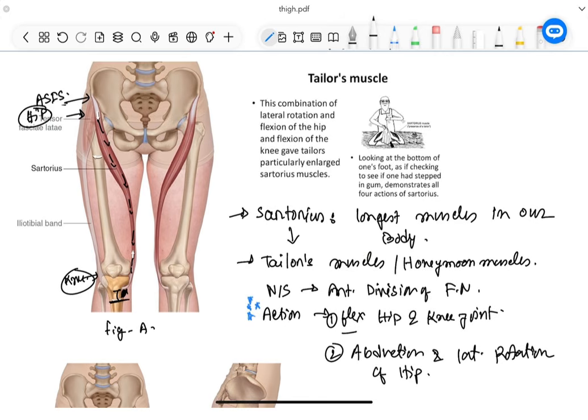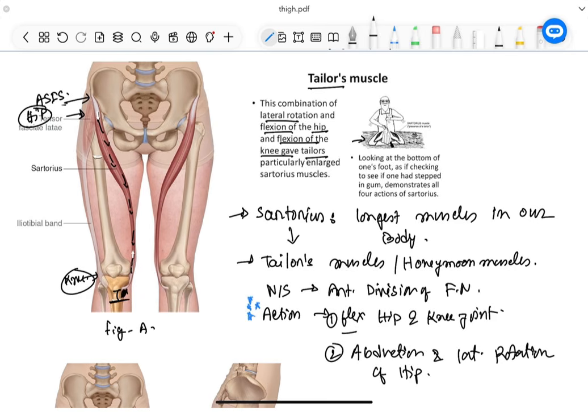Now I am going to explain why so. The combination of lateral rotation, flexion of the hip and flexion of the knee is a very specific position you can see on a screen, a person sitting and doing some work. In ancient times, tailors sat in such a way and sewed the cloths. That's why it is called the tailor's muscle. We can also give another name, the palti position.